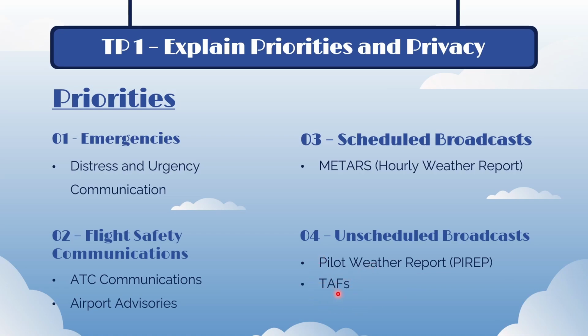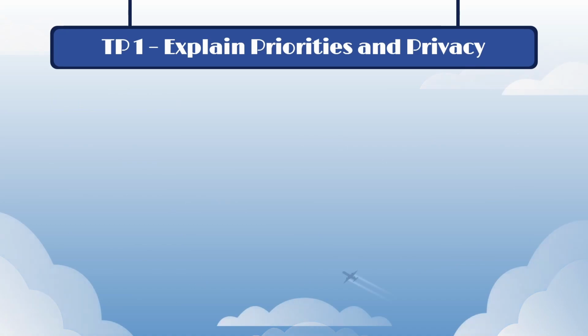And TAFs. TAFs are basically unscheduled METARs. They're weather reports broadcast by weather stations when there is a sudden change of weather between each METAR. So maybe a METAR comes out every hour, and from 6 o'clock to 7 o'clock, during 6:25, there's suddenly a really big change in wind speed or wind direction. Then they will issue a TAF to tell you about that. So those are the priorities.